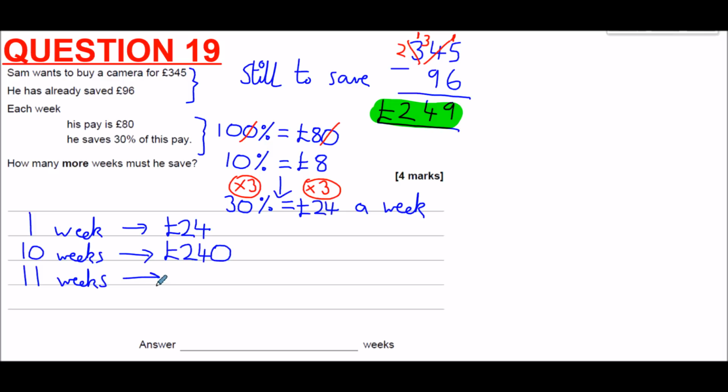In 11 weeks, he'd be able to save 240 plus an extra £24, which should be 264, which should be more than enough. So although 10 weeks is nearly enough, it's not quite enough. You need an extra week. So the total number of weeks that he must save, in addition to what he saved already, would be 11 more weeks.